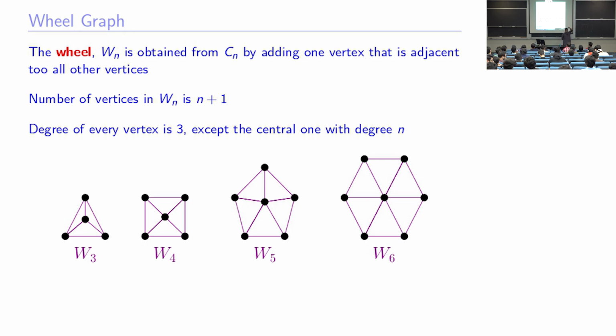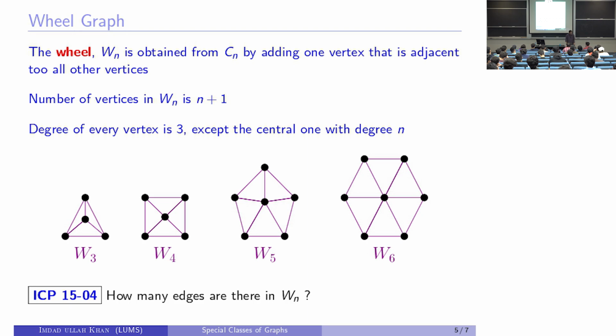3n for the border vertices, or the fence vertices, and what is the degree of the center vertex? N. So that was 3n and this is n, so 4n is the total sum of degrees. So what is the number of edges? 2n, right? And you can verify it. You can see there will be 6 plus 6, 12 edges in W6. Is this clear?